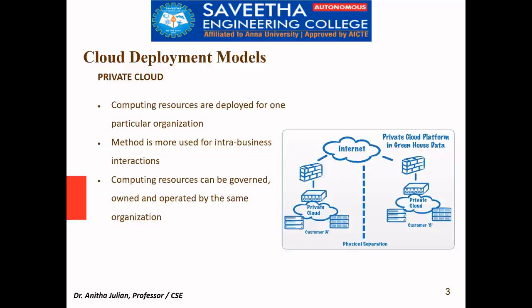The user can get a private cloud, meaning computing resources are deployed for one particular organization. As you can see in the diagram, you have customer A and customer B. Each of them is given a separate cloud. You can see a separate private cloud diagram here. This method is more used for intra-business interactions, and the computing resources can be governed, owned and operated by the same organization. So whatever customer A has, customer B will not know. Each of them will have a separate cloud.